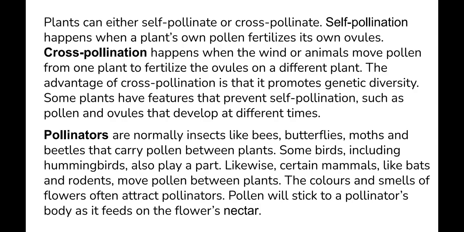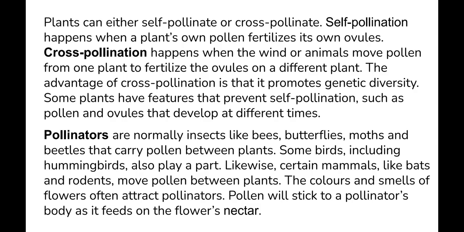The advantage of cross-pollination is that it promotes genetic diversity, and some plants have features that prevent self-pollination, such as pollen and ovules developing at different times. So first pollen develops, and then the ovules develop later. So it has to be transferred to other plants with insects or wind or water.